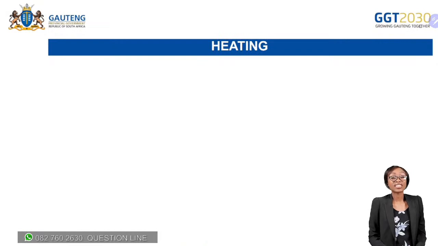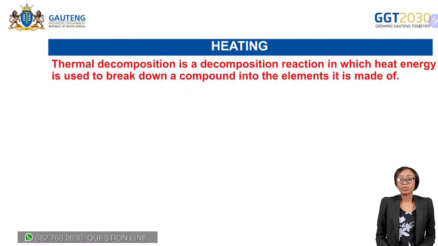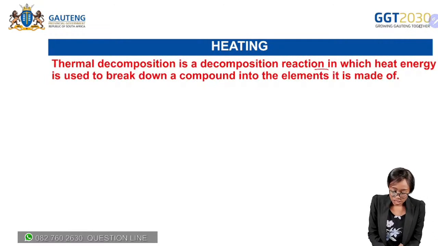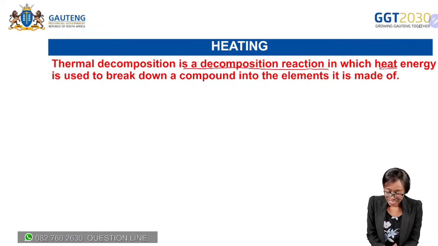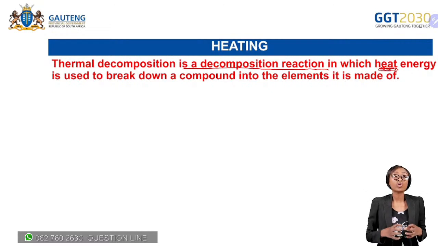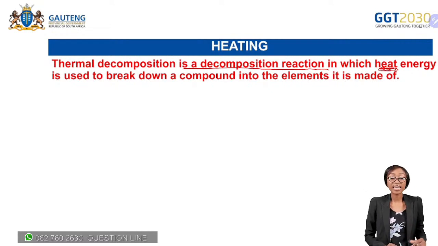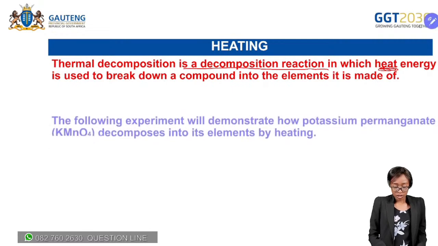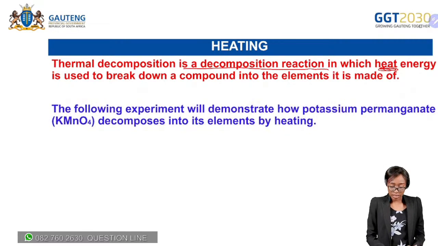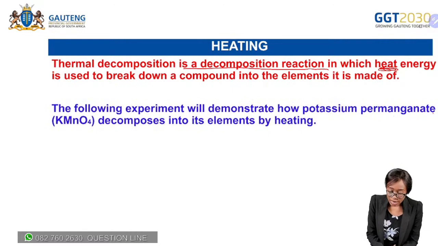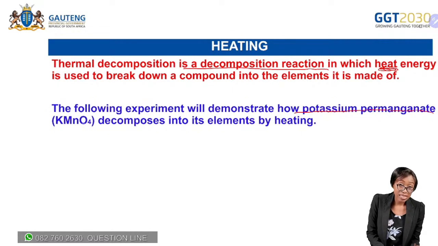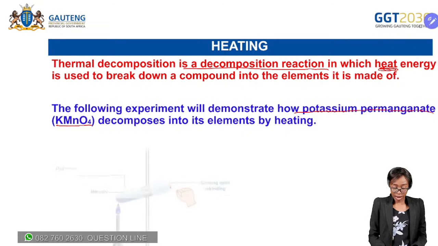Now, heating, the second type of decomposition. Thermal decomposition is a decomposition reaction where heat energy is used to break down a compound into the elements that it is made of. All right, so the following experiment will demonstrate how potassium permanganate, which is KMnO4, that is the chemical formula, decomposes into its elements by heating.